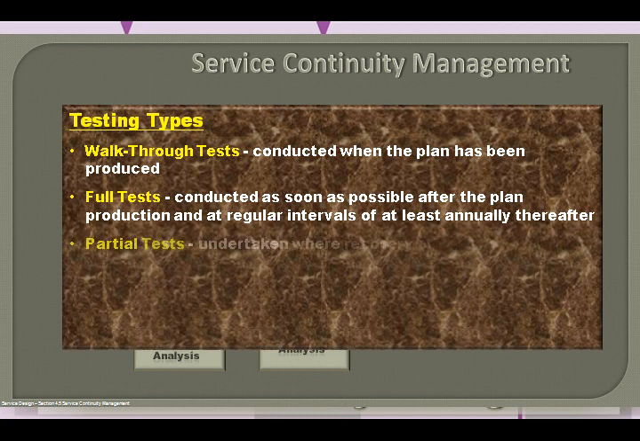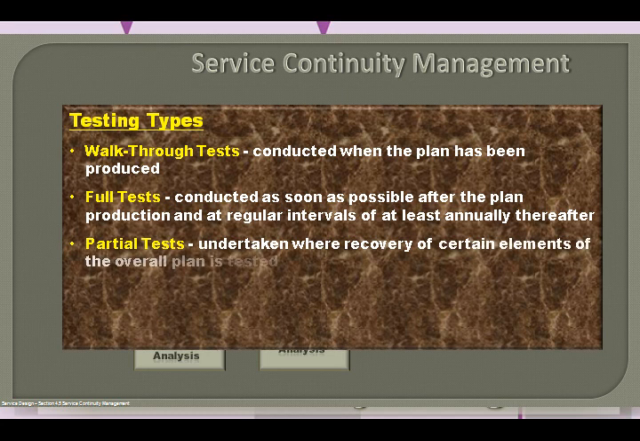Partial tests can be undertaken where recovery of a certain element of an overall plan is tested, such as a single service or servers. These types of tests should be in addition to the full test, not instead of the full test. The full test is the best way of testing that all services can be recovered in required timescales and can run together on the required system.